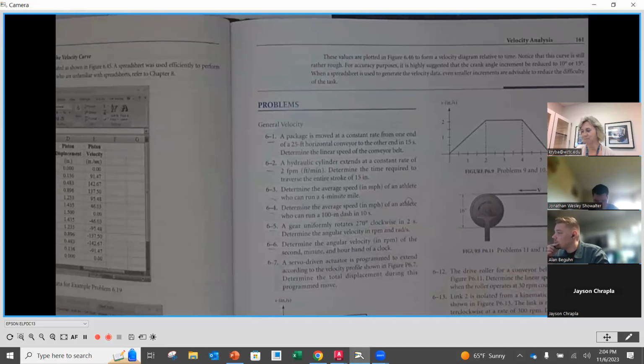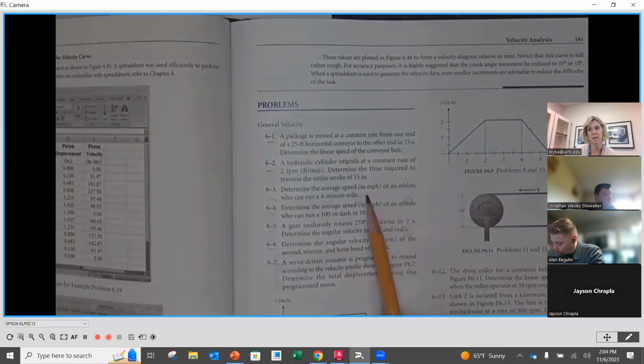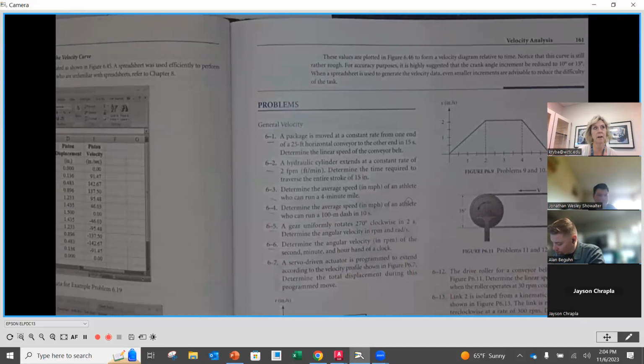All right. The next one, it says, determine the average speed in miles per hour of an athlete who can run a 4-minute mile. So it takes them 4 minutes to run 1 mile. Okay. So we would say 1 mile divided by 4 minutes, but now it's basically a conversion to miles per hour. If they would go at that same rate, how many miles could they cover in 60 minutes?